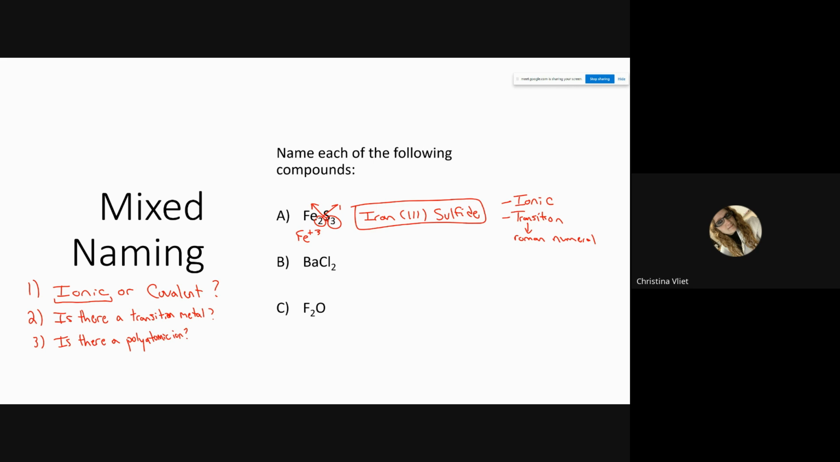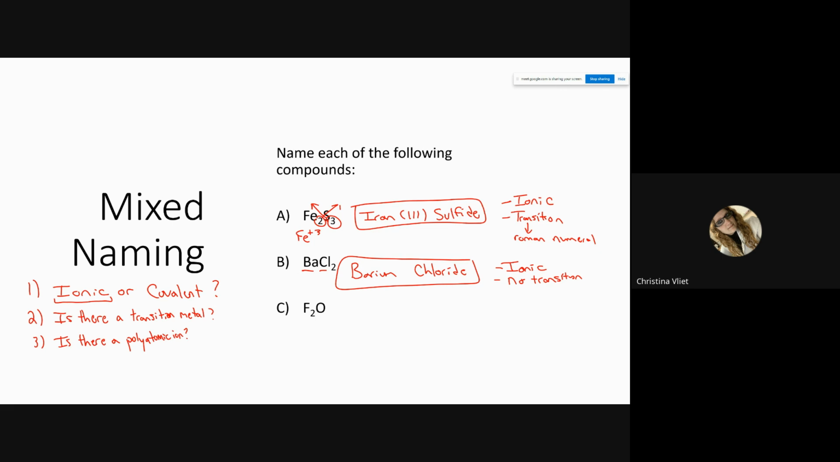BaCl2. My first question, ionic or covalent? Ionic again, because barium is a metal. Transition metal or no? No. No transition. So this is the simplest strategy. Ba is barium. And then you just change the ending of chlorine to chloride. And then C. What about the last one?